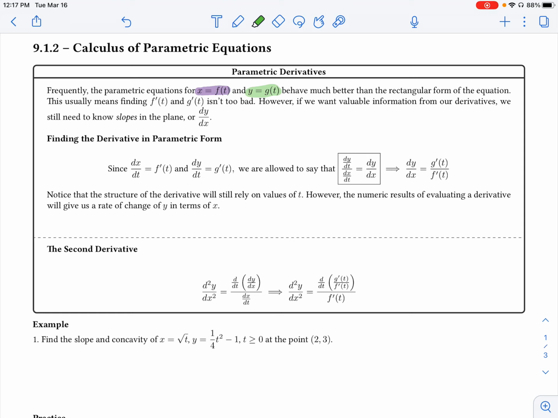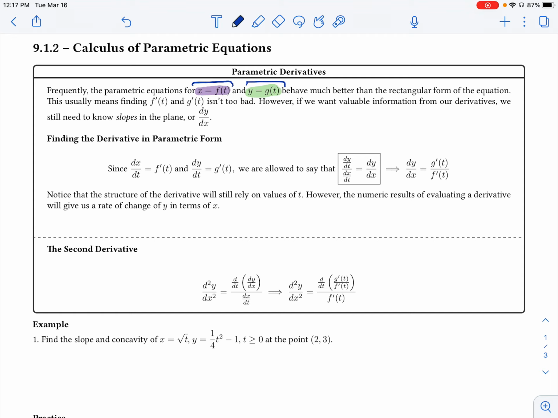of this equation. And so finding the derivatives of x and y, the derivative of x and the derivative of y, typically isn't too bad. However, if we want to get valuable information from our derivatives, we still need to know the slopes in the plane, or in other words, we need to find dy/dx. We need to find the rate of change of y with respect to x. What that means is we need to find the rate of change of y with respect to t, and then divide it by the rate of change of x with respect to t.